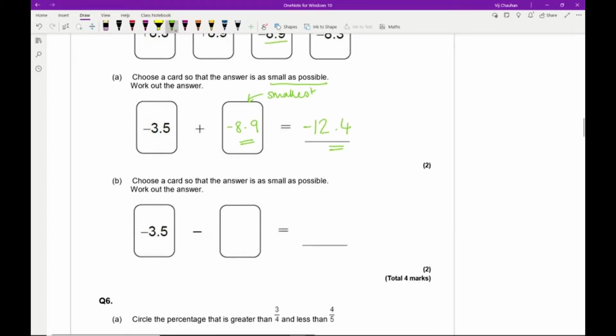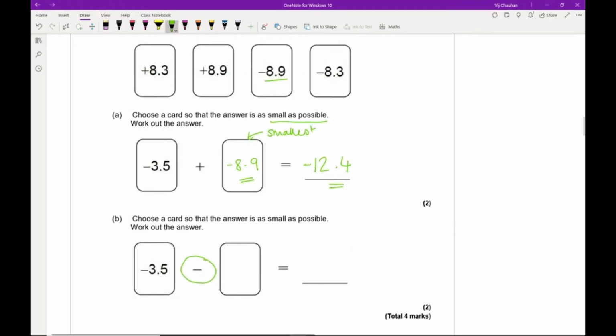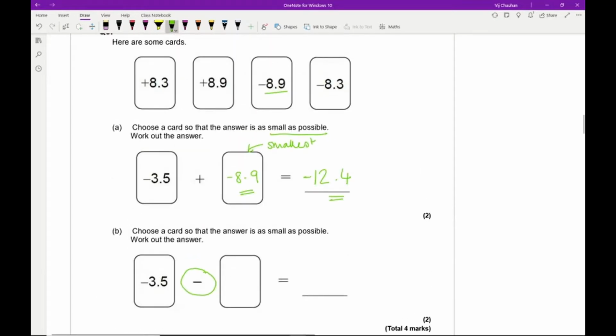Now the next one says choose a card so the answer is as small as possible. So here the key thing to note is that, although it looks like a similar question, we're now looking at a minus. What we're going to do here is take away this number here, which is plus 8.9.